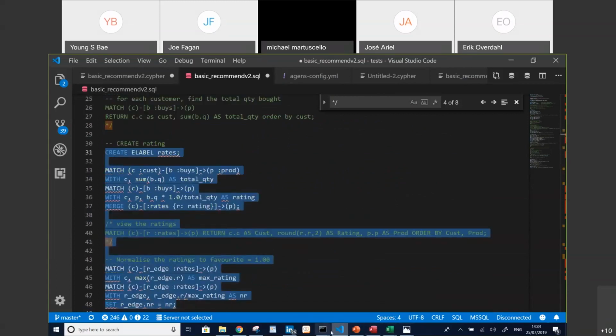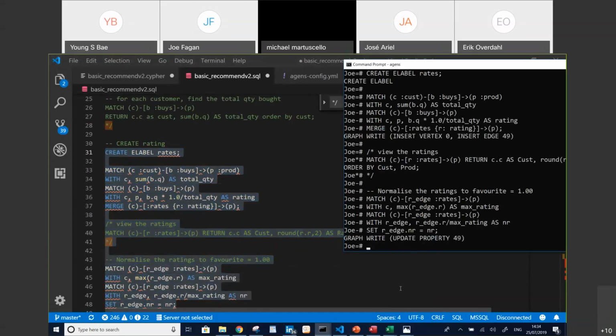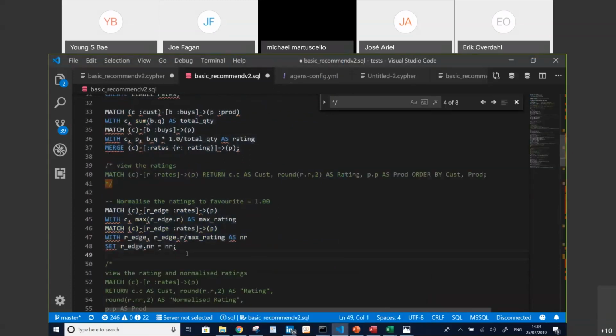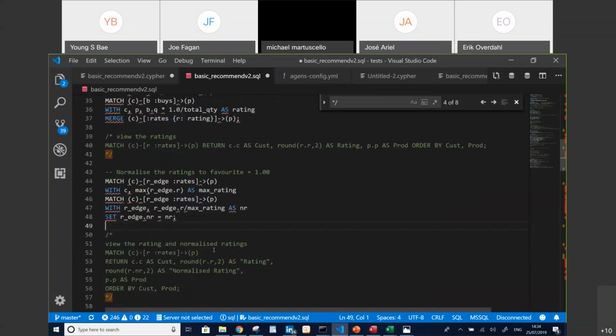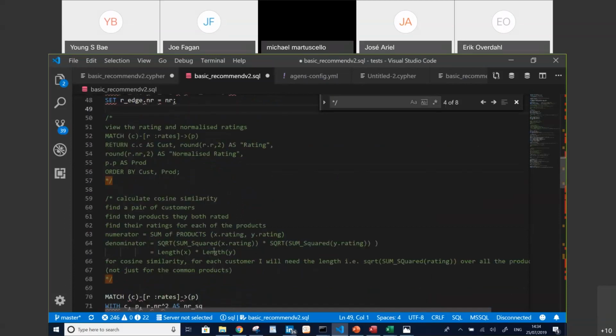Okay, so if I run this code here, it'll create a ratings matrix, and it's updated 49 properties. So it's created 49 rating edges between customer and product. So I have, in other words, that first matrix table that we started with when I showed you both Excel and the PowerPoint presentation.